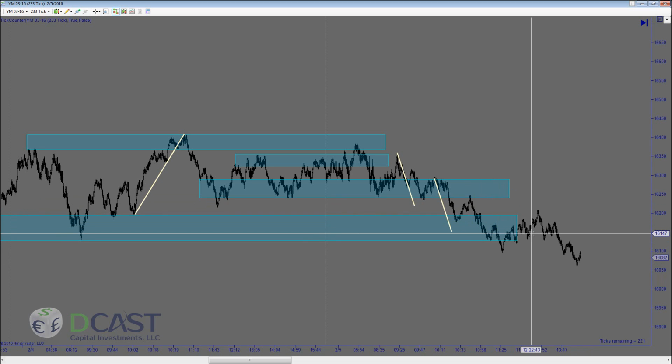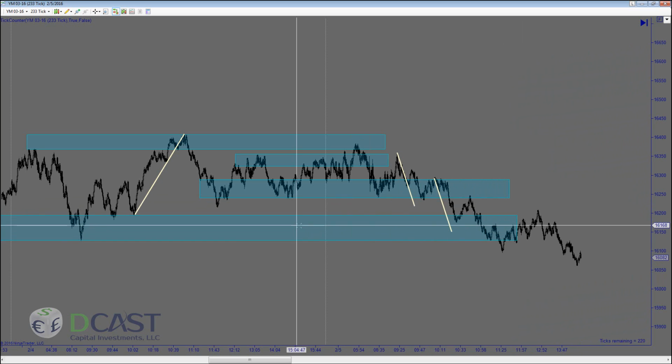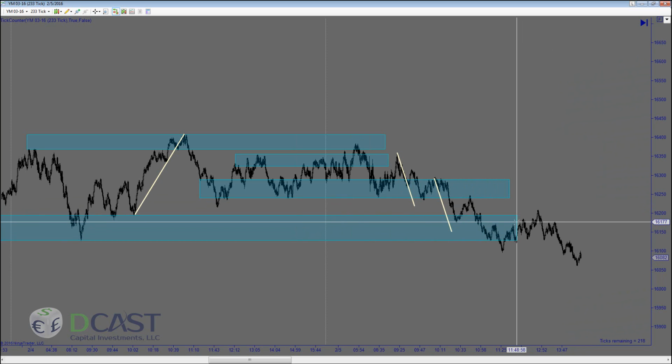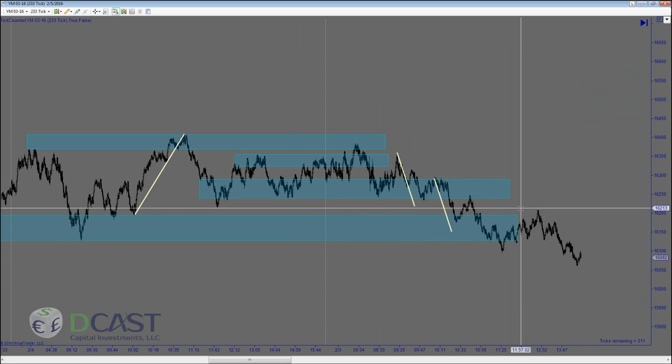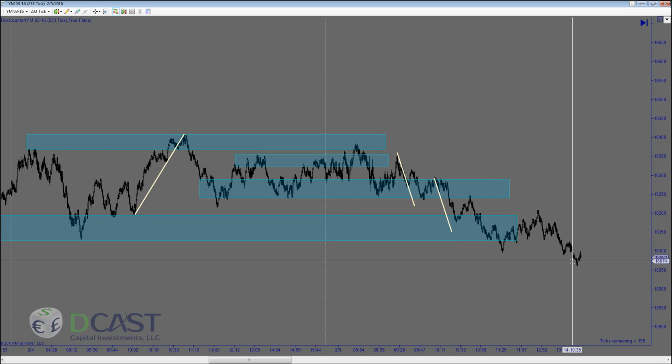We knew we were in a complex correction. We knew that we were supposed to test this area. It's a strong area, so a lot of people are going to buy there. It's going to push price a little higher. But what is the expectation? What is realistic and unrealistic for price to achieve?